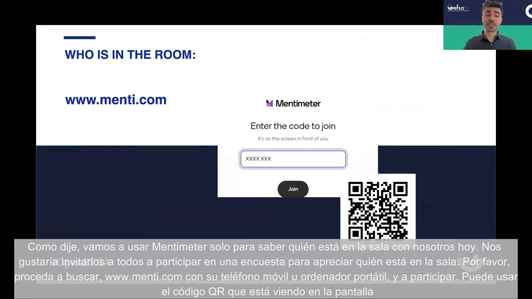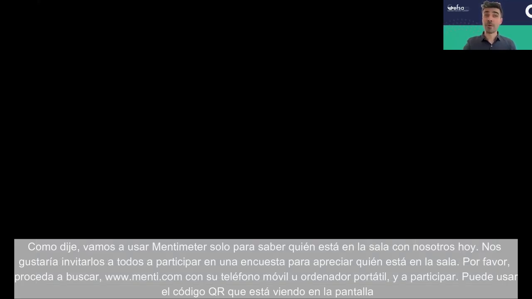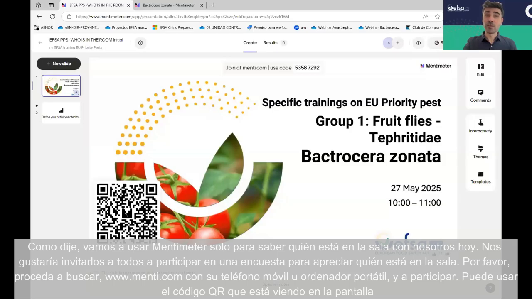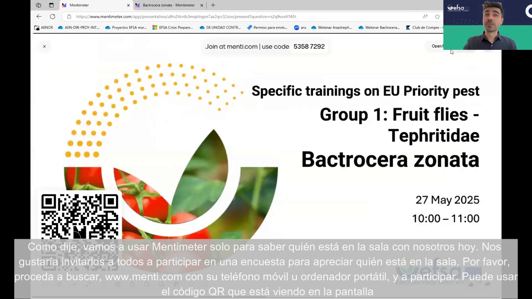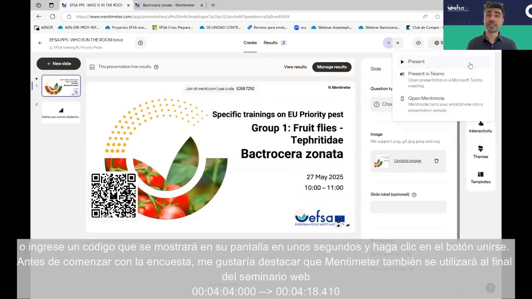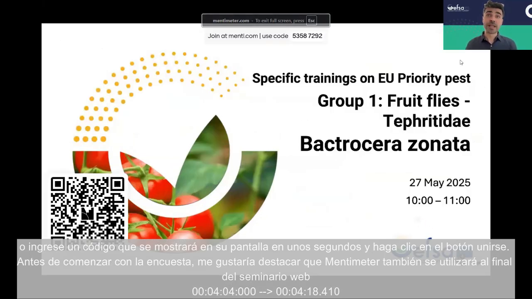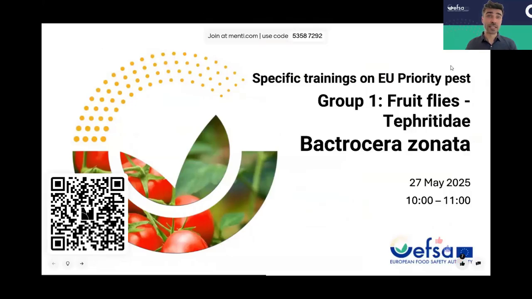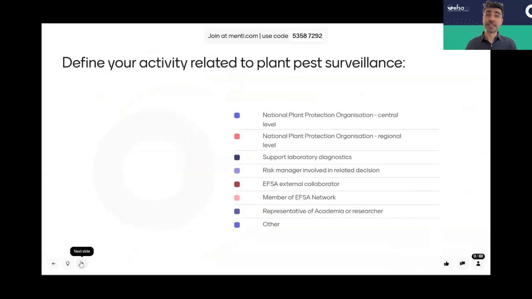As I said, we are going to use Mentimeter just to know who is in the room with us today. We would like to invite you all to participate in a poll. Please go to www.menti.com with your mobile phone or laptop. To participate, you can either use the QR code that you're seeing on the screen or enter a code that will be displayed on your screen in a few seconds, and click the join button. Before we begin with the poll, I would like to stress that Mentimeter will also be used at the end of the webinar to display several questions that the experts have prepared to check the participants' understanding of the content of this webinar. Therefore, it is advisable to keep this in mind and have an electronic device nearby to expedite the process.